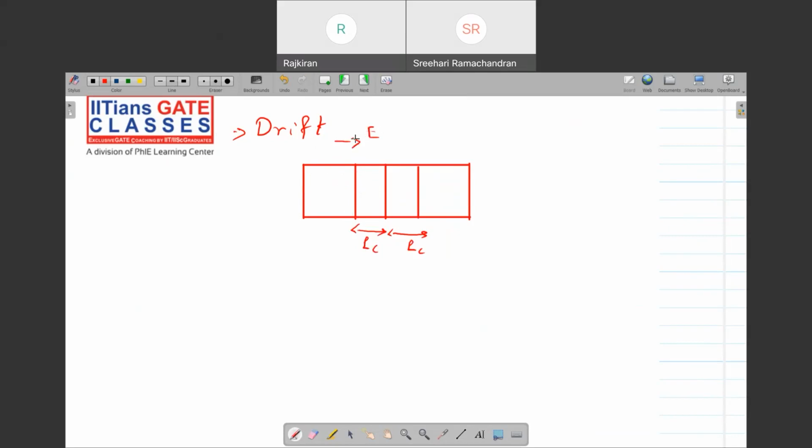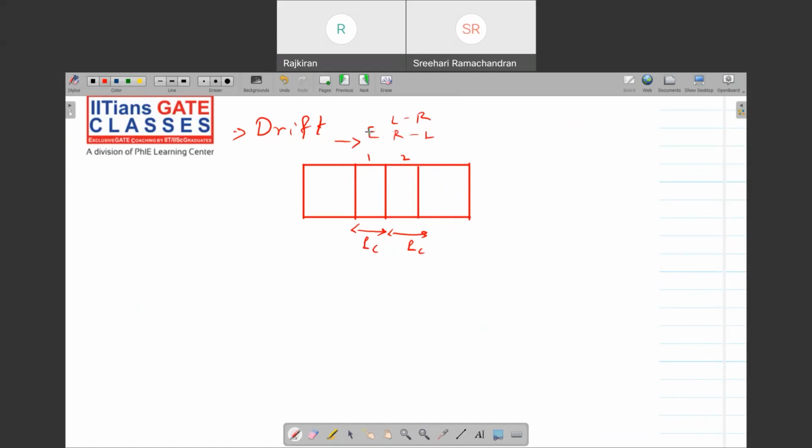So if I apply an external electric field, what will it do? This is region 1, this is region 2. This external electric field supports the motion from left to right, and it opposes the motion from right to left. Clear? When I apply an external electric field, I enter into non-equilibrium. What is non-equilibrium? Any external factor other than temperature.